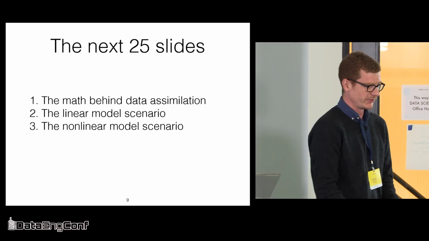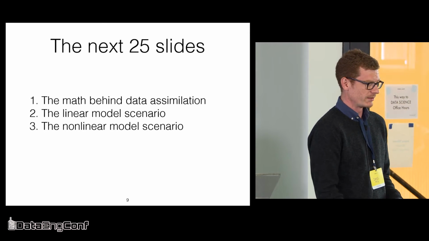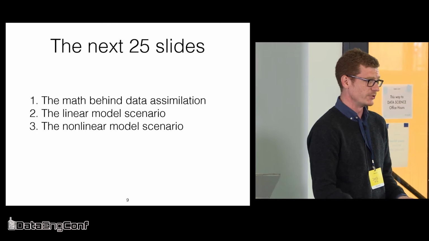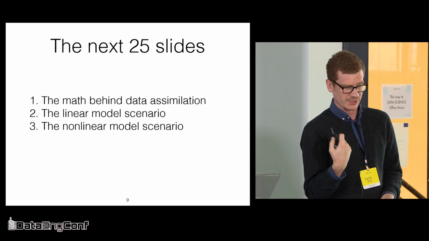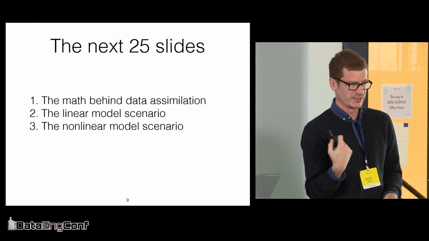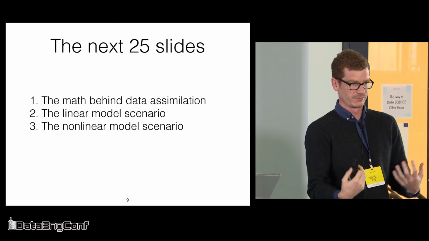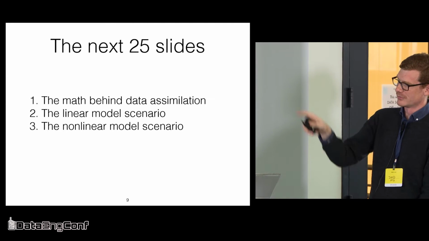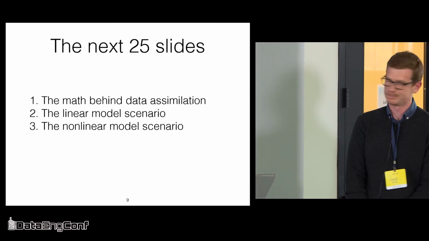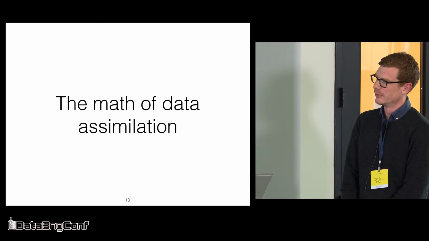So Kalman filters have existed for a while. They came out in the 60s and have been hugely successful. For numerical weather prediction, they're not linear models at all, and you need to use ideas to try and extend linear ideas to nonlinear models. So the last part of the talk, I'll try and tell you about that. So the math of data assimilation.